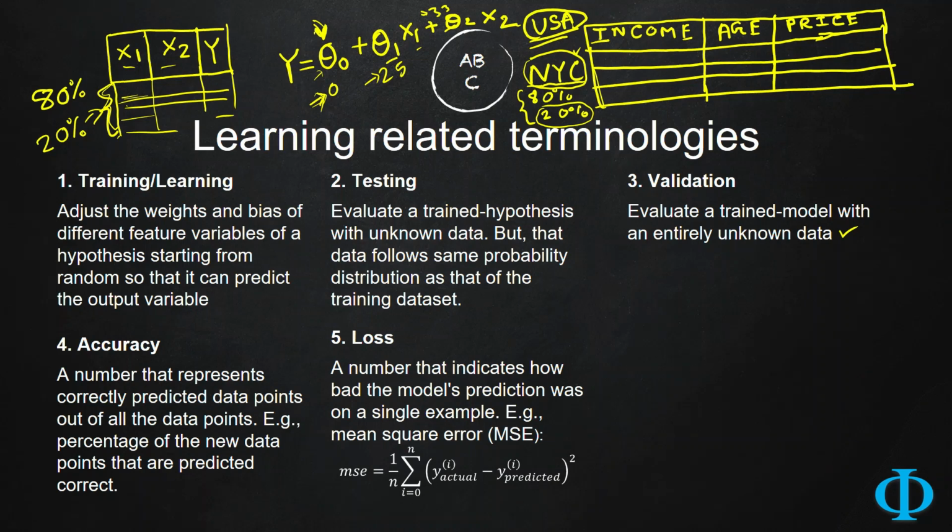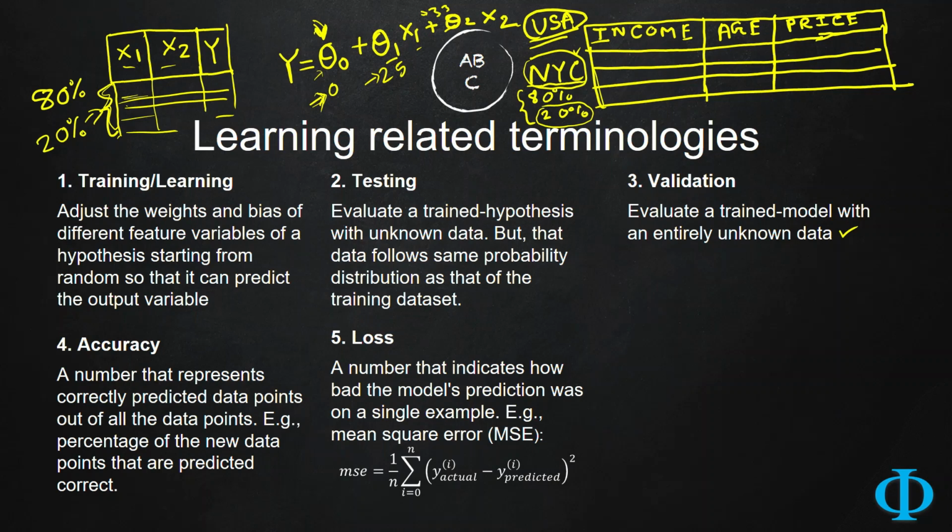Now the next terminology is accuracy. Accuracy is basically a measure of how good a model is. It is basically a number that represents correctly predicted data points out of all the data points. So you can get like 50% of data predicted correctly, or 90% of the data predicted correctly, or 99% of data predicted correctly, something like that.